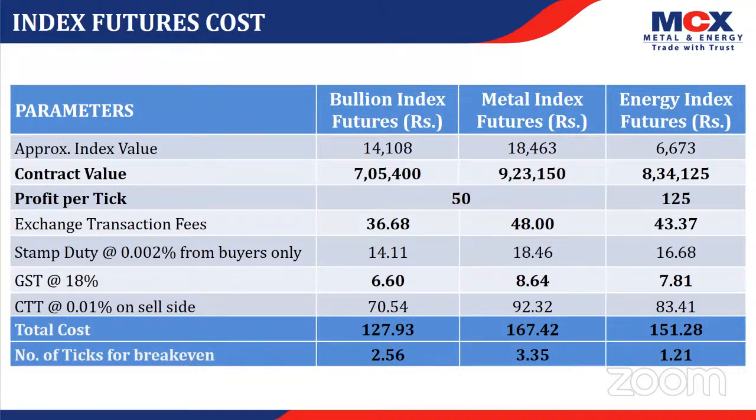So the product in which we are able to reach our break even in minimum ticks becomes the favorite instrument to trade. This has been possible in these index derivatives wherein the contract size is lesser, they are cash settled products, and the break even is quicker as compared to other products on the exchange. So I would say this becomes a more retail oriented product.